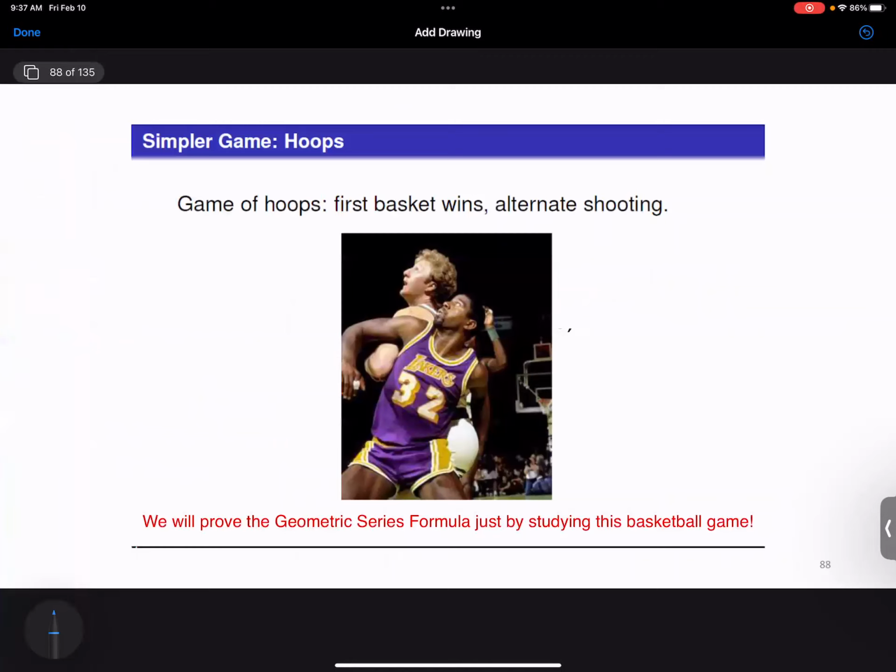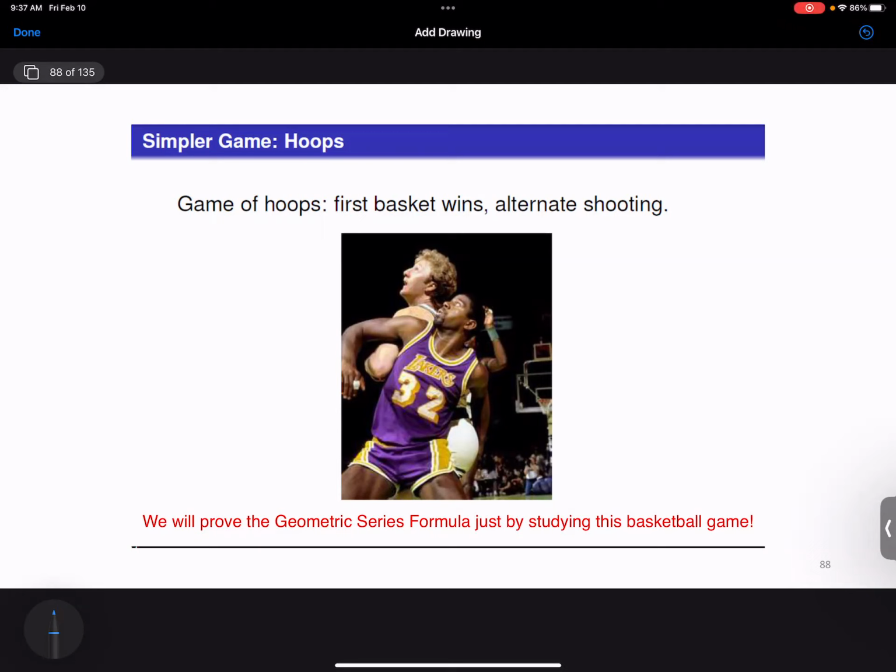And I'm going to go to a basketball game. So who here knows their basketball history and can give me the names of these two players? Magic Johnson and Larry Bird. So I grew up in the 80s, so I would clearly choose, you know, key Celtic, key Laker. And so they're going to play a game of hoops. First one to get the basket wins. Do you want to shoot first or second? First, right? First one to make the basket wins.